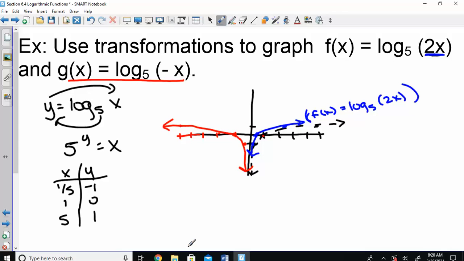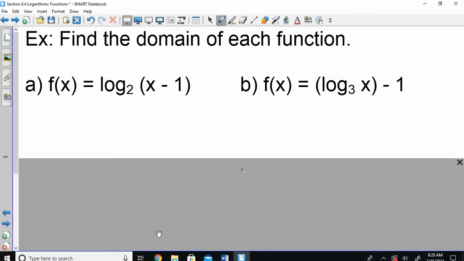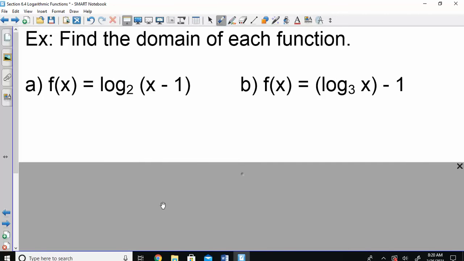The last thing I want to do is a few examples with just finding the domain without drawing the graph. So if you have a graph, you can get the domain from it. But without, we can still find our domain. When we talked about logarithms yesterday, I told you that in a logarithm, the inside part is always positive. So if I want to find this domain, all I have to do is take my argument, which is x minus 1, and set it greater than 0. Add my 1 over, I get x is greater than 1.